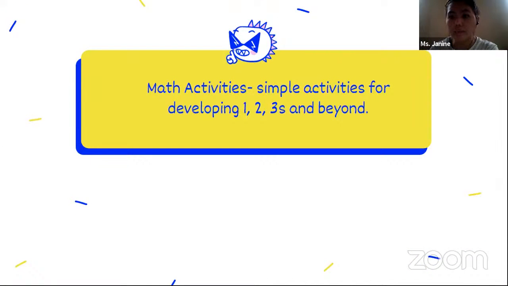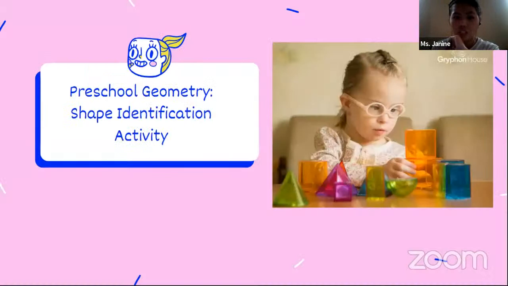And then the next one is math activities. Simple activities for developing 1, 2, 3, and beyond. Actually there are different strategies for this one. Preschool geometry shape identification activity. This one is the bring me activity, which is very common, right? You will ask the class to bring you, for example, a board or a paper. You can think of random objects that they will bring to you, at least maybe five, which have different shapes. And then ask them one by one, okay, can you please tell me what is the shape of that?